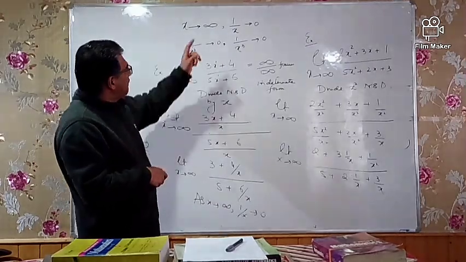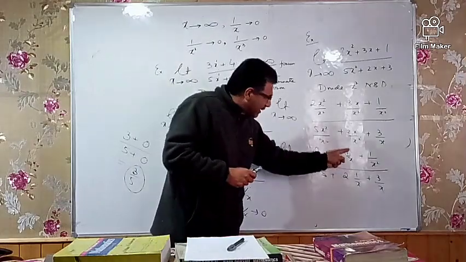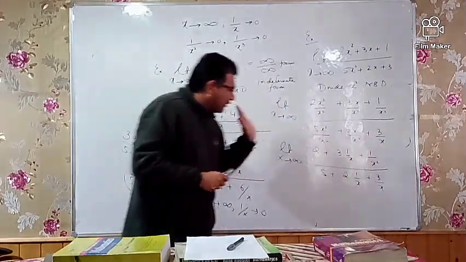Now you know, as x tends to infinity, 1 by x will tend to 0. So wherever there is 1 by x or 1 by x square, they all will tend to 0.